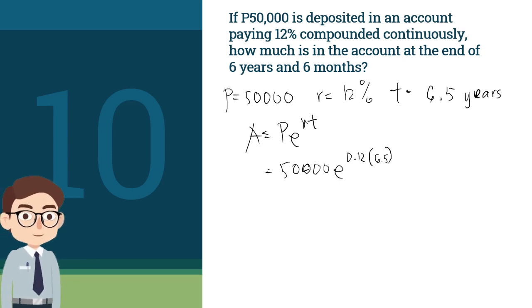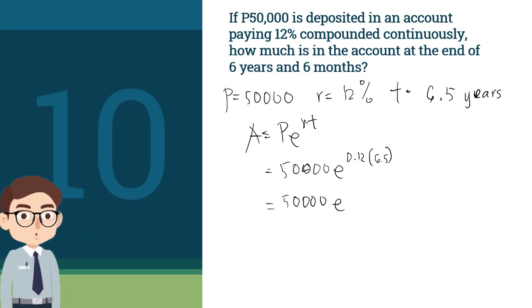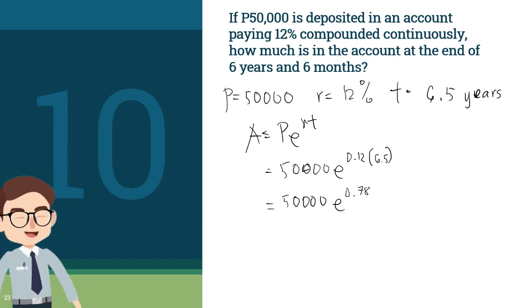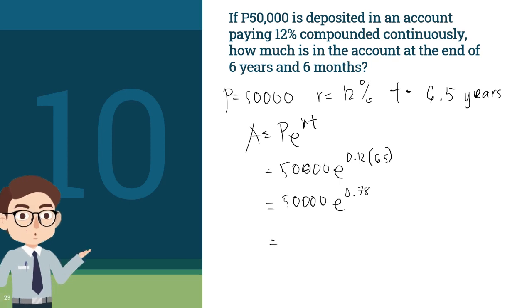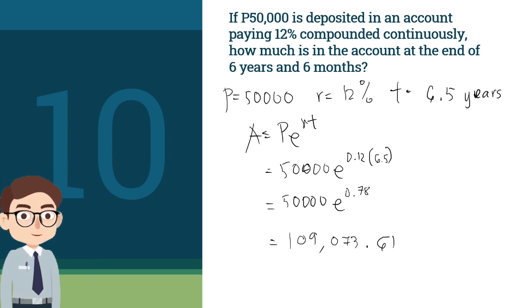Okay, so let's simplify our exponent, that is 50,000 e raised to 0.12 multiplied by 6.5, that is 0.78. Using our calculator, we will now have a value of 109,073.61. Therefore, the amount in the account is 109,073.61 at the end of 6 years and 6 months.